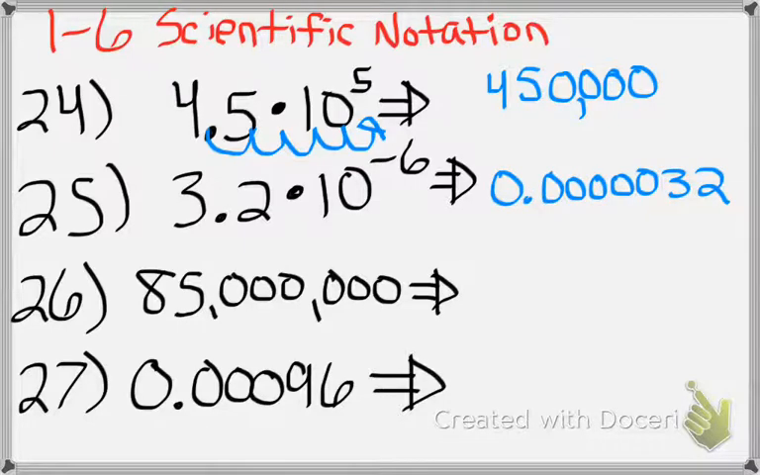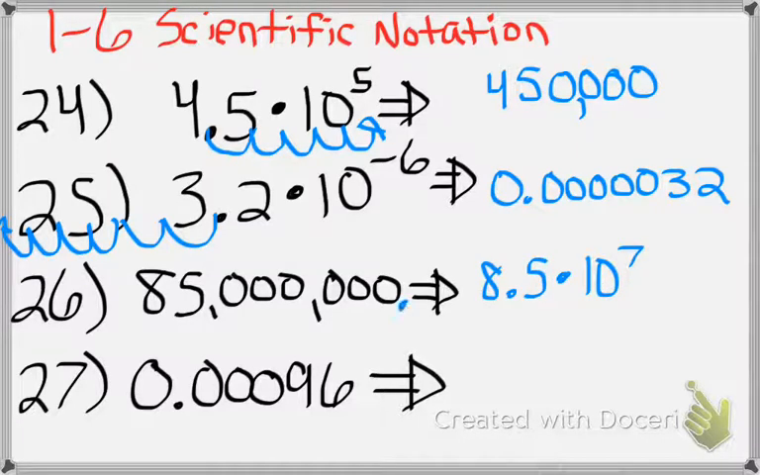Now let's do number 25. Now notice, because it's negative, you're going to be going to the left. You're going to go once, and then you're going to go 5 more times. So right off the bat, you know there's going to be 5 zeros between the 3 and the decimal place. So 1, 2, 3, 4, 5, 6, and each of those blanks gets filled up with a 0. That's how we got that one. Press pause for number 26 and 27.